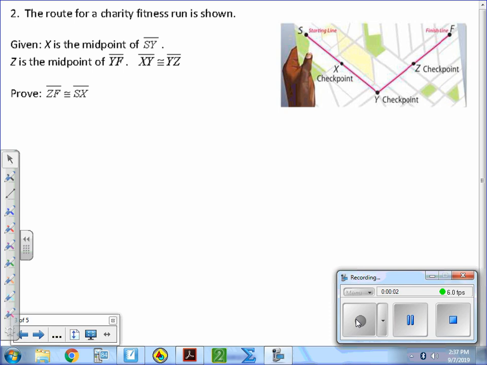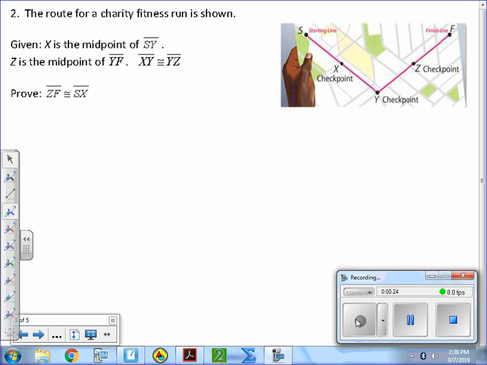Okay, this is number 2 on the Target 4 worksheet. They're giving you a map saying the route for a charity fitness run is shown. Given x is the midpoint of SY, Z is the midpoint of YF, and XY as a segment is congruent to segment YZ, prove something else is congruent. So they're giving you a lot of information. You just have to start with one thing.